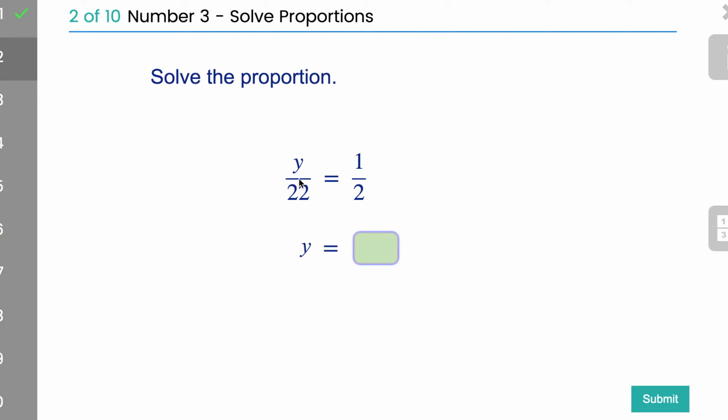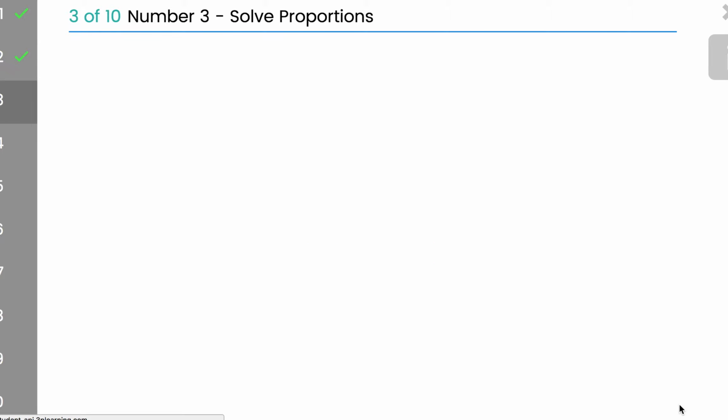So let's do one more. 22 being turned into 2 means that it's being divided by 11, in this case, divide by 11. So the number at the top must be something that you can divide by 11 to get 1, and that's of course 11. So 11 over 22 is the same as 1 over 2, because that's what's happened to the bottom. It's been divided by 11, so that's what's happened to the top as well.